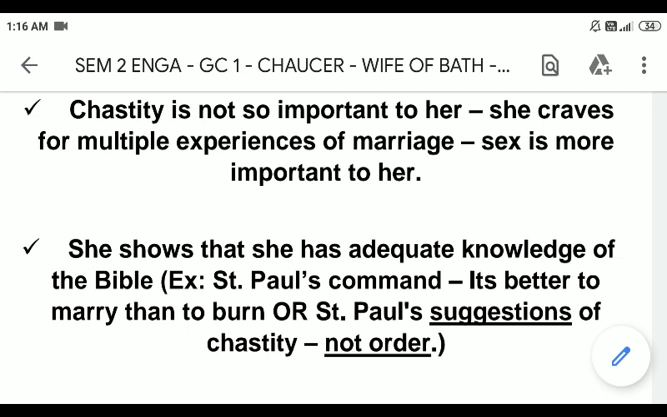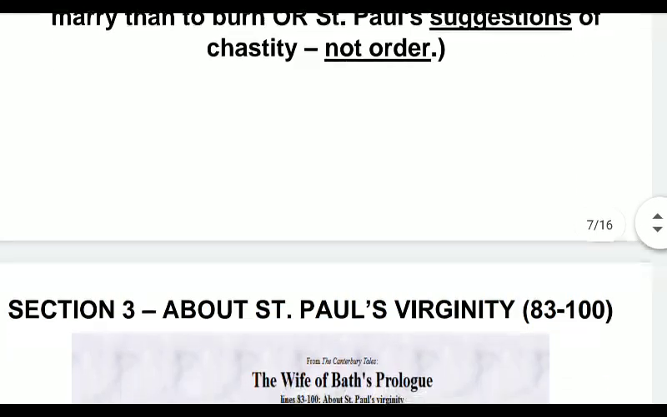Saint Paul's suggestions of chastity, and she goes about and says that what Saint Paul has said were actually suggestions and not orders. Saint Paul has not ordered everyone to remain virgin forever.